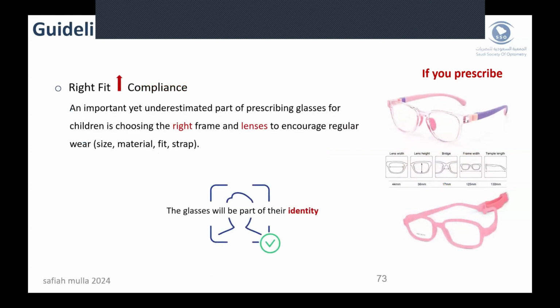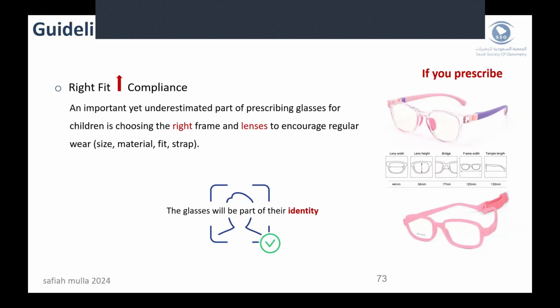The other thing that you consider when you prescribe is to give the right fit, which will increase compliance with the glasses. It's an important yet underestimated part of prescribing glasses for children: choosing the right frame and lenses to encourage regular wear. So the size of the glasses, the material of the glasses, the fit of the glasses, the strap that they wear, because these glasses will be part of their identity for a long time.